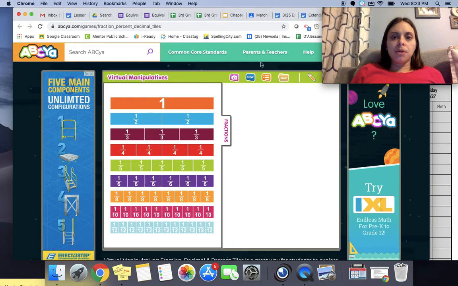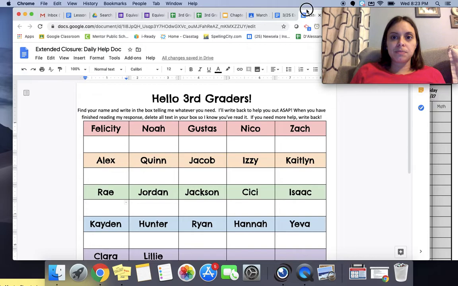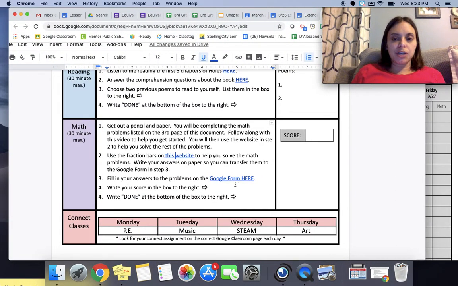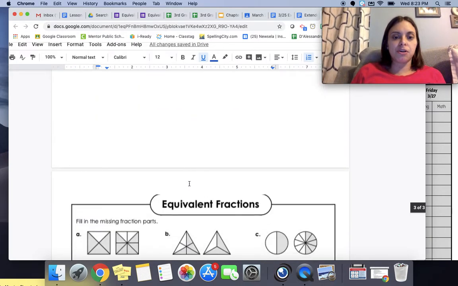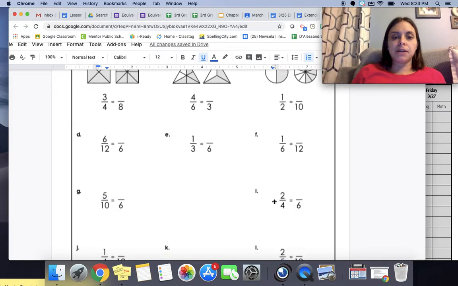So you're going to want to have this website up when you're working on the worksheet that you're going to do. And keep in mind that as you, oops, wrong page. As you work through this, the worksheet that you're going to be looking at is at the bottom of your daily assignments page. It's on the 3rd page here. And you're going to be going through each of these problems on your paper.